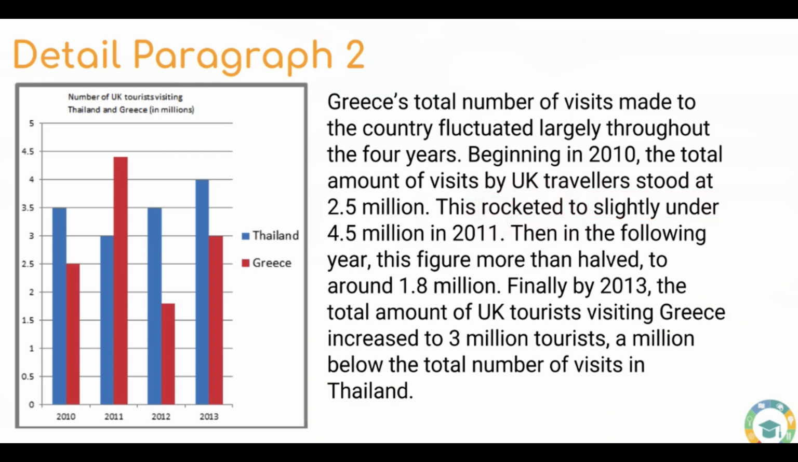Importantly, I then described the next decrease with the phrase more than halved. If you can do this by saying halved, quartered, or use percentages such as 50%, 30%, and you can use them accurately, it shows the examiner that you have a lot of confidence and fluency in English. And quite simply, to finish my report, I gave the final figure for UK tourists in Greece and made a quick comparison between Greece and Thailand.